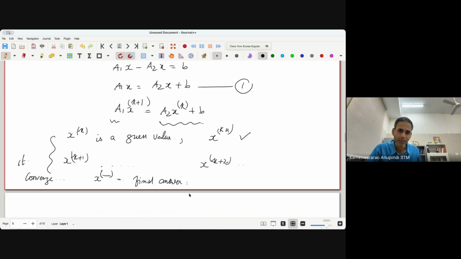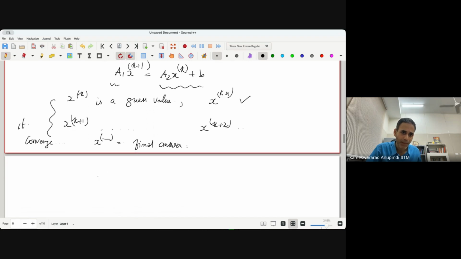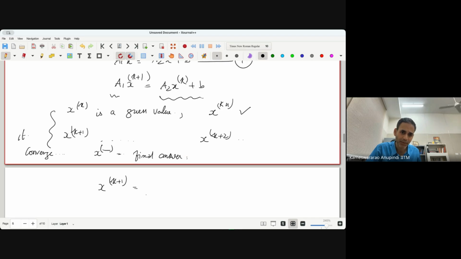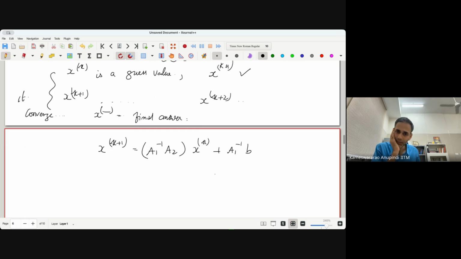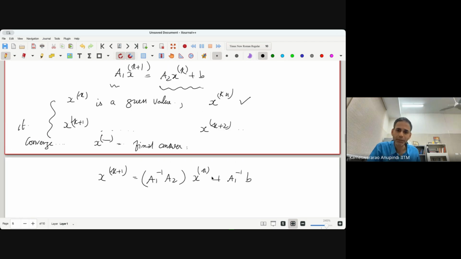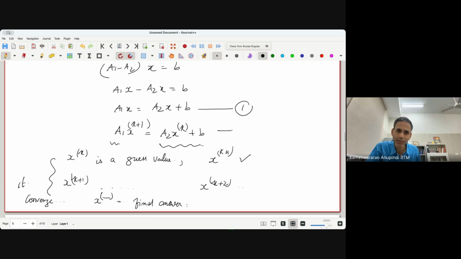The convergence property basically tells us that x(k+1), where I'm putting k+1 in parentheses to differentiate that this is not an exponent but the iteration value, equals A1 inverse A2 times x(k) plus A1 inverse b. That's what we have. Let me write this as equation number 2.